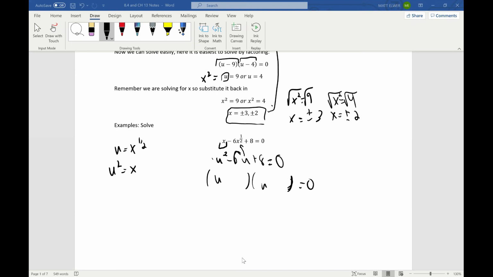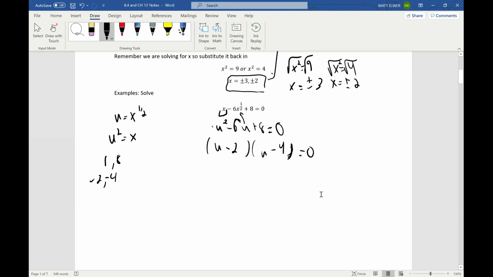So if we don't know, we can list off the factors, right? The factors of 8 are 1 and 8, 2 and 4, and that's it. So neither of these is going to give us a -6, but we can take the negative of both of them. And I think that second one, if we take -2 and -4, that's a +8, and it adds to a -6. So it's u minus 2 and u minus 4. So solving for that, we either have the first one equal to 0 or the second one equal to 0, so we either get u equals 2 or u equals 4.